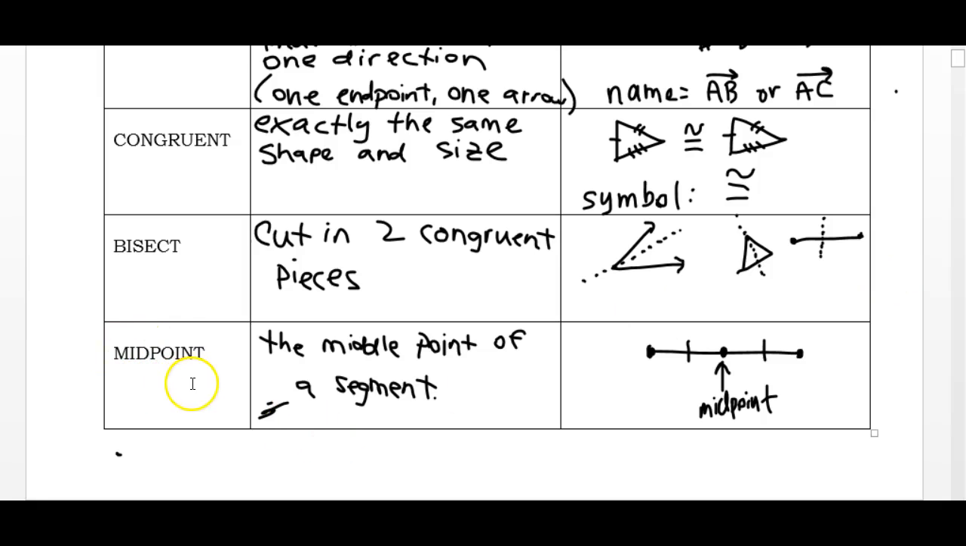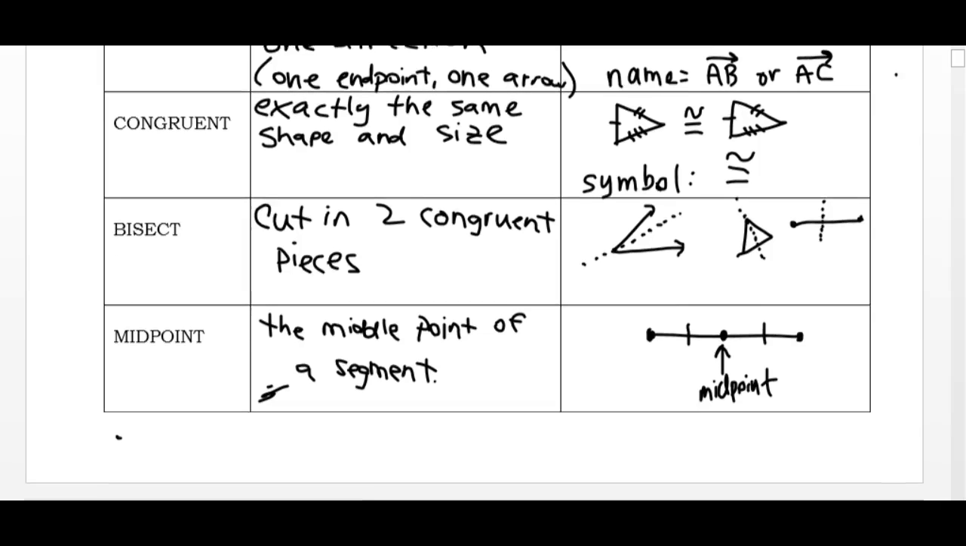My last word is midpoint. The midpoint is the middle point of a segment. So that middle point has to divide the segment into two congruent pieces. So I've added these congruent marks to show that the left side and the right side are exactly the same. A point just can't be on the segment near the middle. It has to be exactly in the middle. Moving on to the examples.